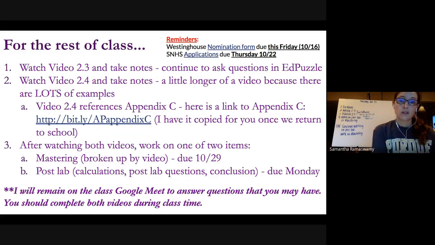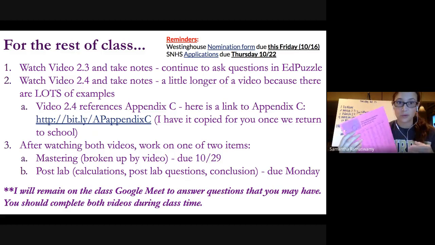Video 2.4 does reference Appendix C. So I put the link to Appendix C. I'll share this in the chat as well. I have Appendix C copied for you on colorful paper at school. It's in the top tray right now waiting for you. And so I have it copied. You don't have to worry about printing it out.